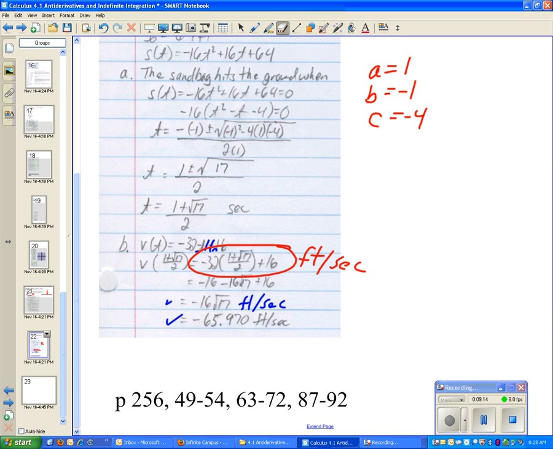And there's your assignment. Start on 256, do 49 through 54, 63 through 72, and 87 through 92.